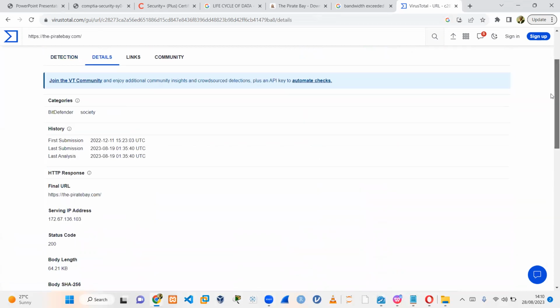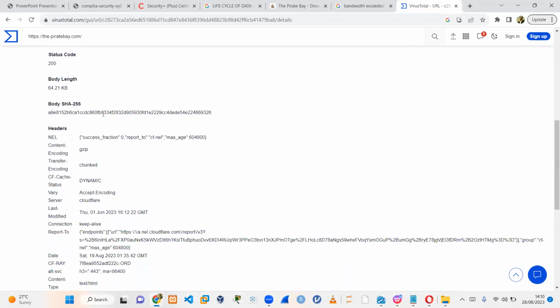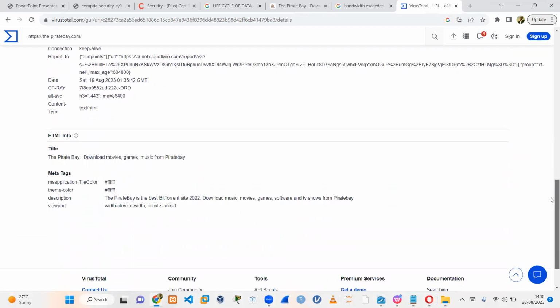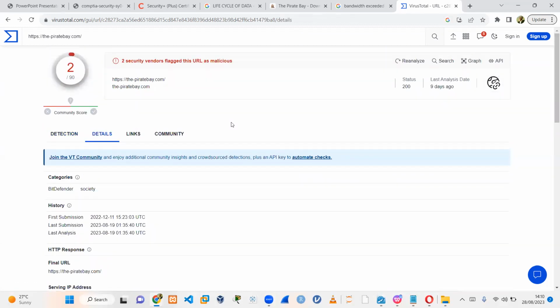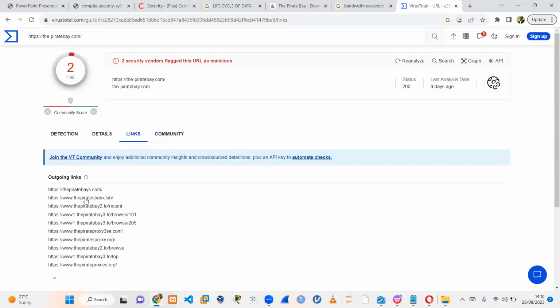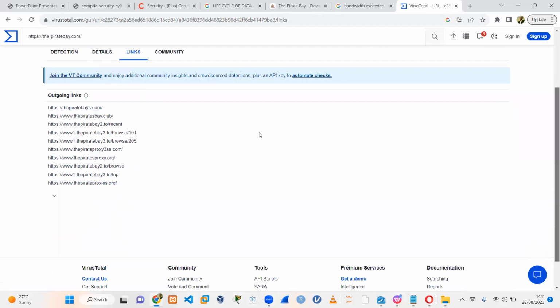Details. So the first submission was this time around, this is the server, this is the SHA value for this particular file. I think there's a digital forensic training on the channel, you can check that out. These are the links where this particular URL is going to. So it could give you a lot of intelligence on that.